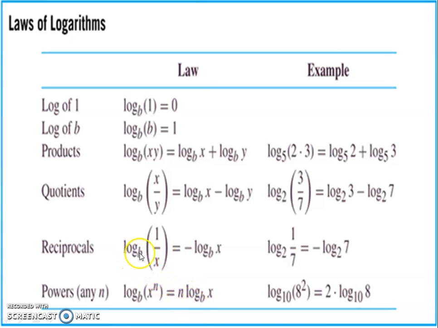How do we derive it? Log of 1 upon x is log of x raised to minus 1, so minus 1 into log x to the base b. For example, log 1 upon 7 to the base 2. I put the value of x equal to 7 and the value of b equal to 2. We derive directly from this formula minus log 7 to the base 2.